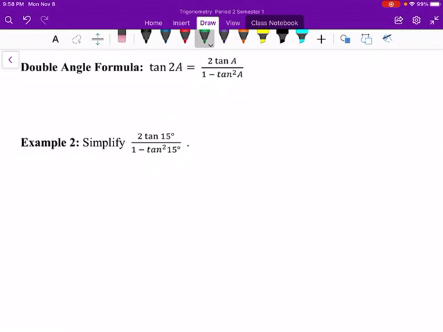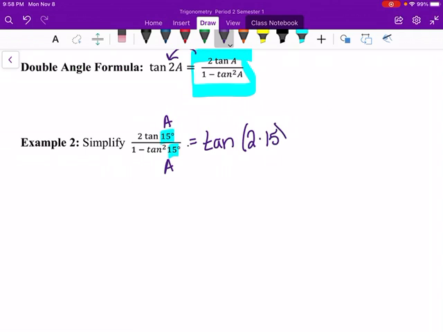So example 2, we're going to simplify 2 tangent of 15 all over 1 minus tangent squared of 15. And you'll notice that looks a lot like our formula on top. Instead of A, we have a 15 though, so we know that A is going to be equal to 15. It is okay to go back into the tangent of 2 theta. So for this one, we are going to do that, which will give us tangent of 2 times 15, which will be tangent of 30.